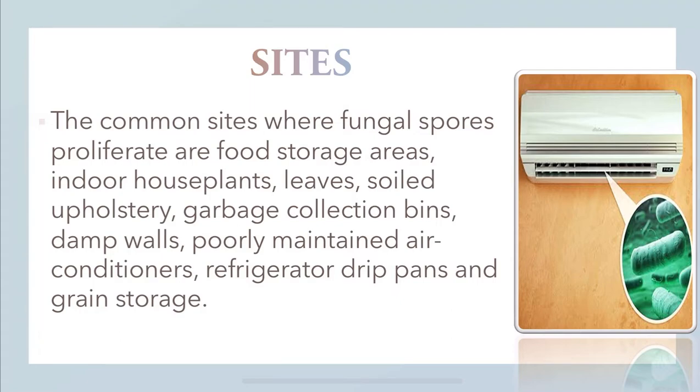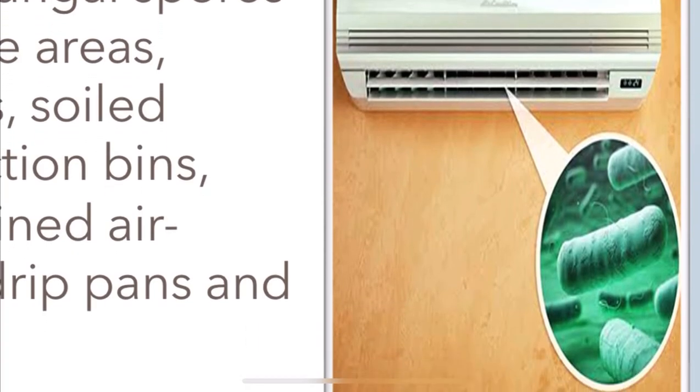Now we move on to the sites of allergic rhinitis. The common sites where the fungal spores proliferate are food storage areas, indoor house plants, leaves, soiled upholstery, garbage collection bins, damp walls, poorly maintained air conditioners, refrigerator drip pans and grain storage. So these fungal spores will proliferate in these sites. The refrigerator drip pans where water is collected, grain storage, air conditioners, you can see in the picture the fungus growing there.